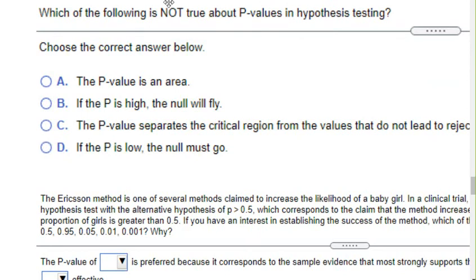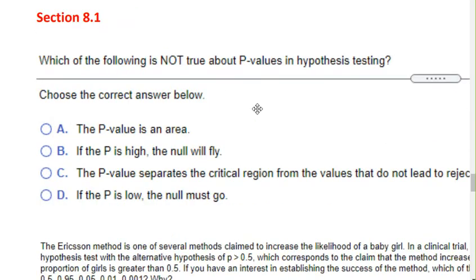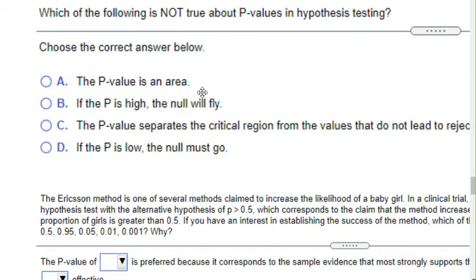That brings us to section 8.1, p-values and probability, p-values and hypothesis testing. Which of the following is not true about p-values? We're going to do this one again by process of elimination. The p-value is an area, the p-value is high, the null will fly. In fact, a couple of these things are things that I've said in class. Can anyone pick out the two things that I've said in class talking about the p-values?